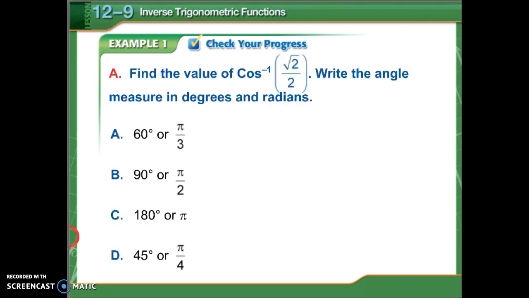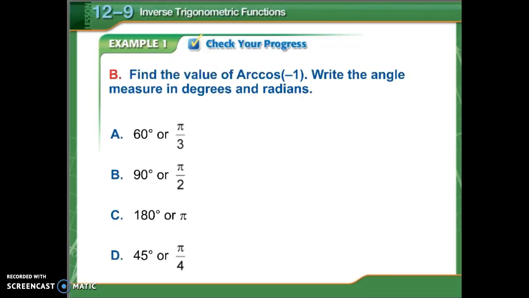Okay, our answer this time is D. The inverse cosine of root 2 over 2 is 45 degrees, which is also pi over 4. Part B, here's another problem. Go ahead and pause the video while you work out your answer, and when you have your answer, go on to the next slide.